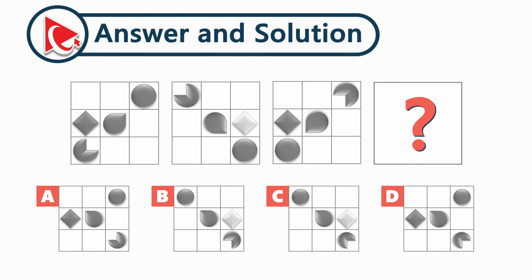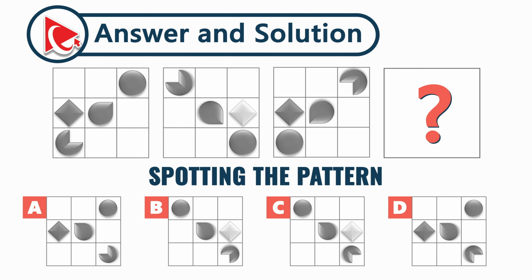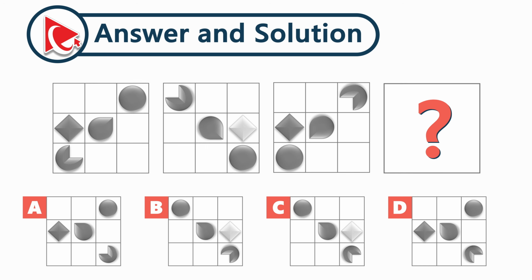The key to solving these types of challenges is spotting the pattern. Is it always easy to find? Not at all, but it's possible. Let's take a close look together. The first and most important thing to understand is that each square has the same shapes.